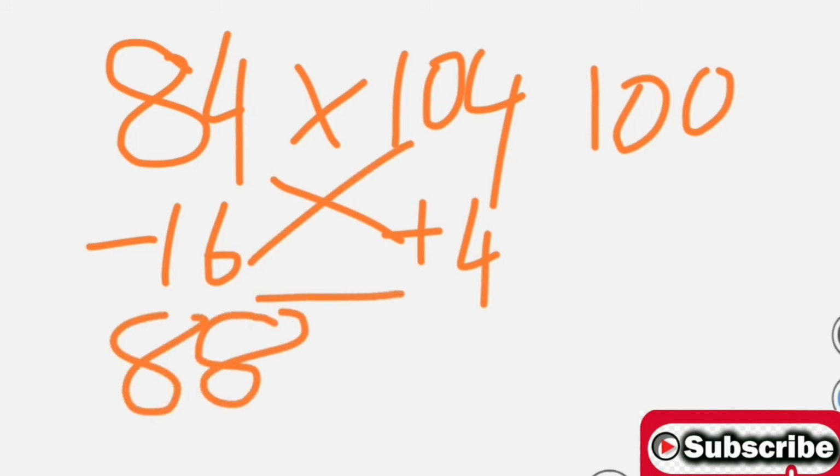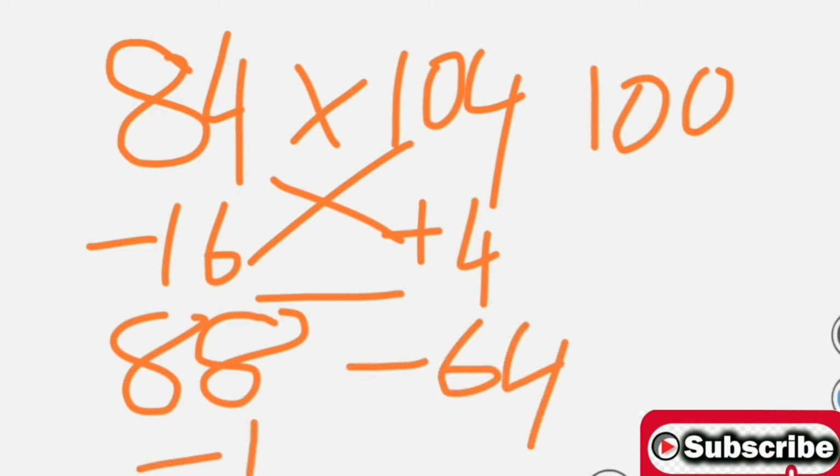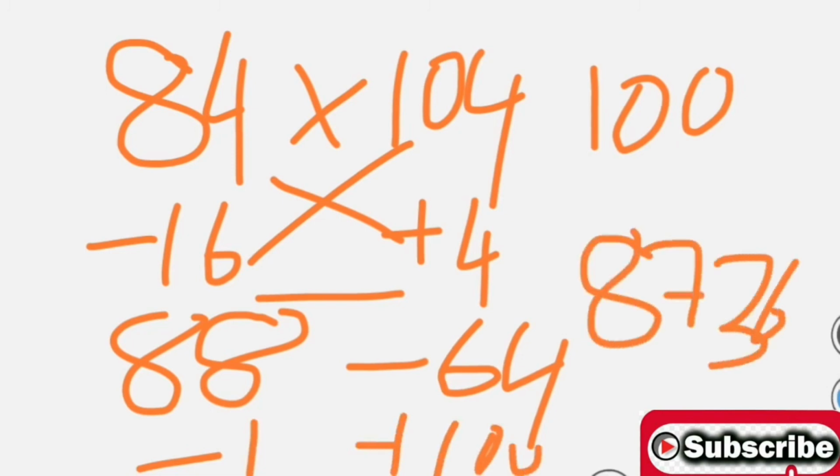So next, minus 16 into plus 4 would be minus 64. So our product is negative. So immediately we have to subtract 1 from the left part and add 100 to the right part. So we get 8736. This is our answer.